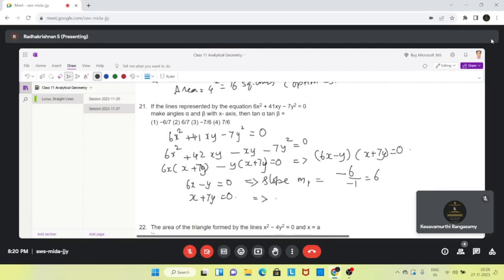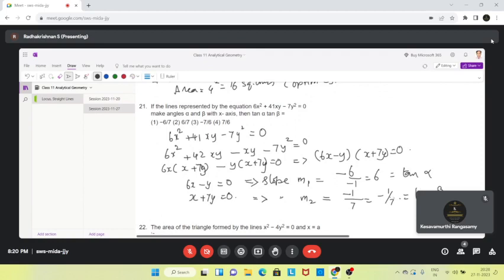6. What is the slope of the second line? Minus 1 by 7. So this is your tan alpha, because slope is the same as tan alpha. This is your tan beta, because alpha and beta are the angles made by these two lines. That means tan alpha is 6 and tan beta is minus 1 by 7.